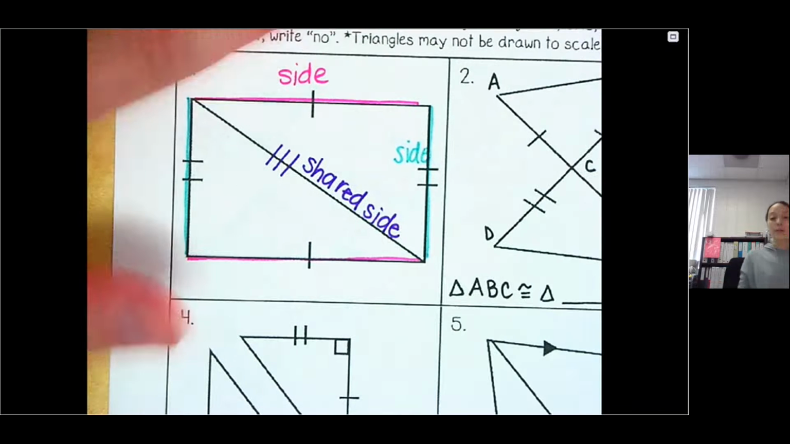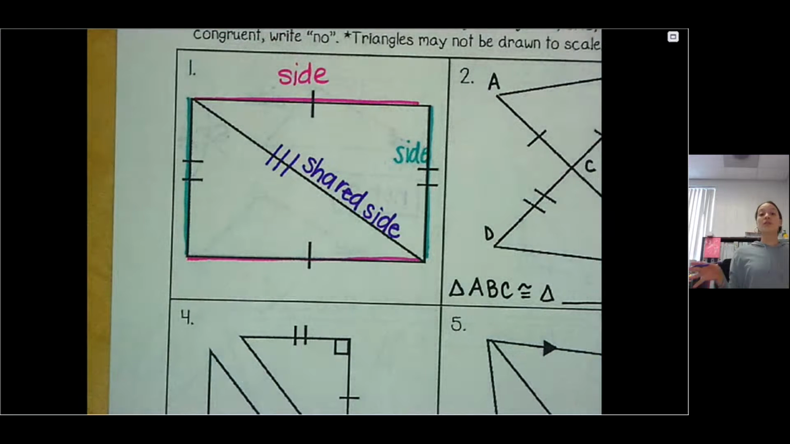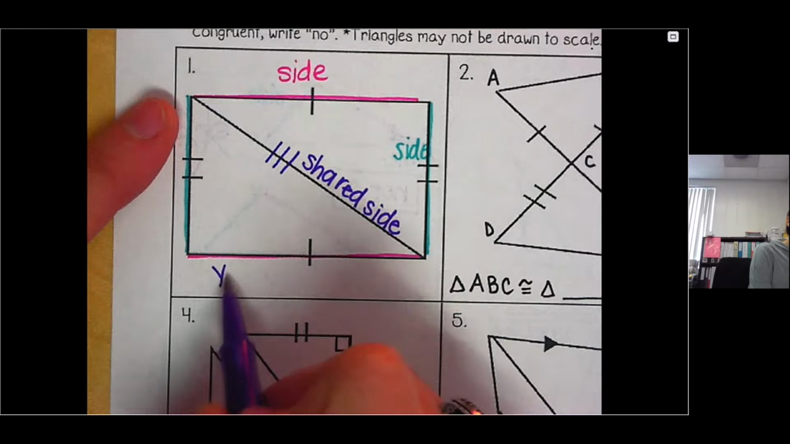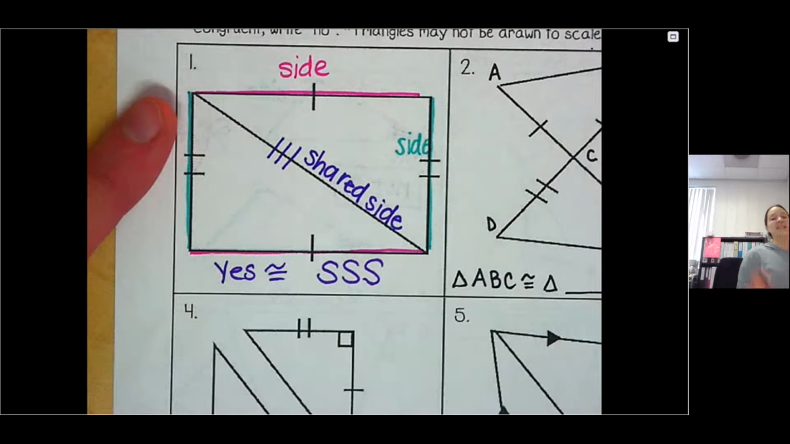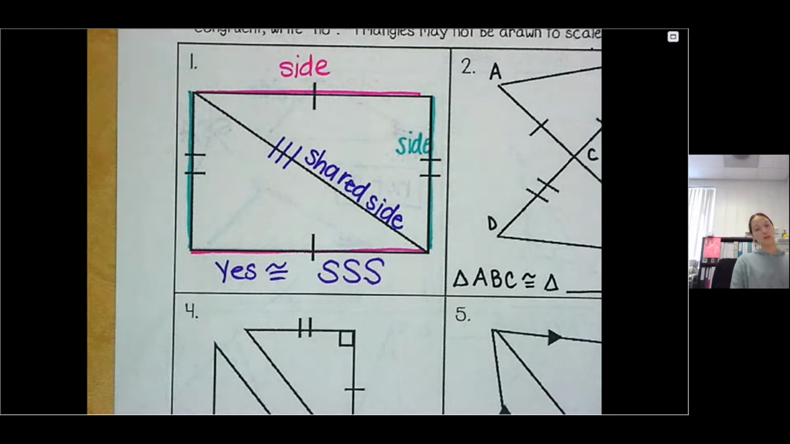So now you have 3 pieces of information. Are these triangles congruent or not congruent? Yeah, they are. Which theorem says so? SSS, yep, side, side, side. Good. Yes, they are congruent by side, side, side. And obviously this one doesn't have any letters, so you don't have to write a sentence for this one.